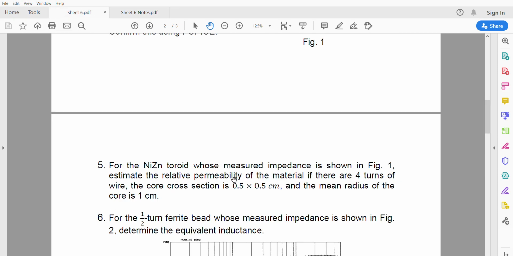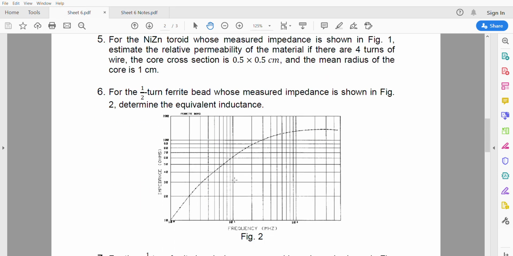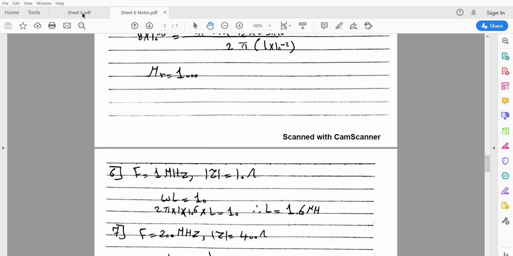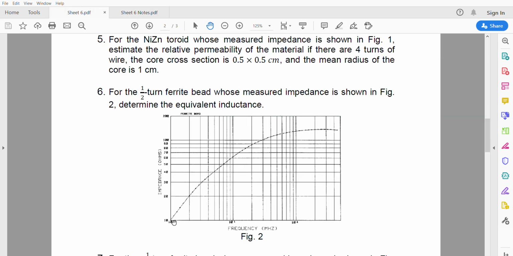Let's go to question 6. For the half-turn ferrite bead whose measured impedance is shown in figure 2, determine the equivalent inductance. So now from the graph we just need to spot the value of the impedance and then equate it with the inductance to get the value of L. So at frequency 1 megahertz, which is this point, we found the impedance is equal to 10 ohm.